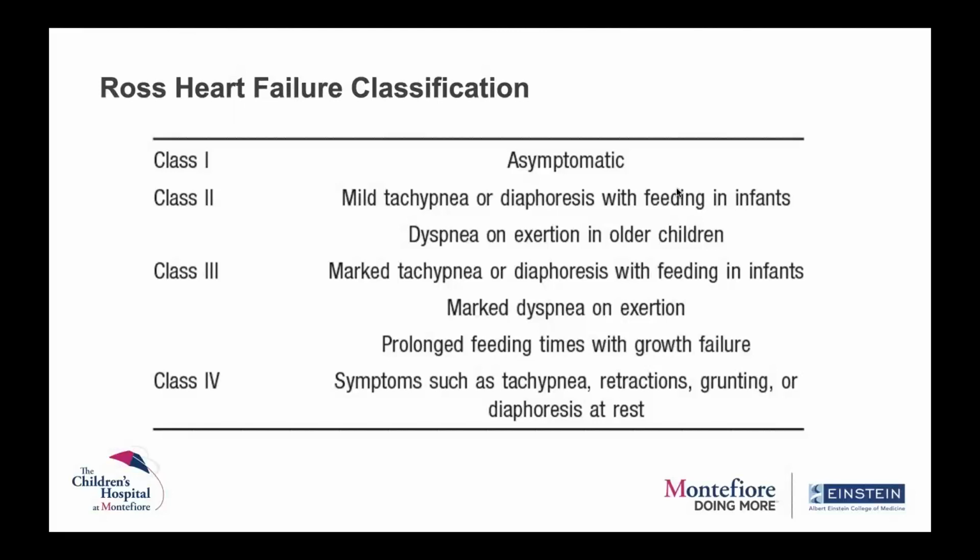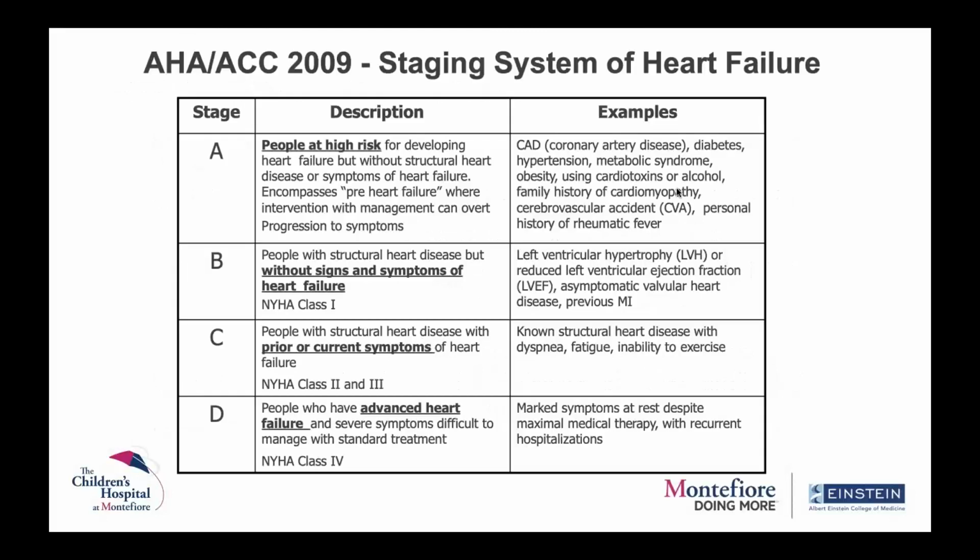So are they really tachypneic, or what we call increased work of breathing? Do they have increased work of breathing? Are they sweating with feeds? That means that they're tiring out. So class 1 being patients who are asymptomatic, and class 4 being patients who are grunting, having retractions, or really increased work of breathing at rest. So that is our functional classification.